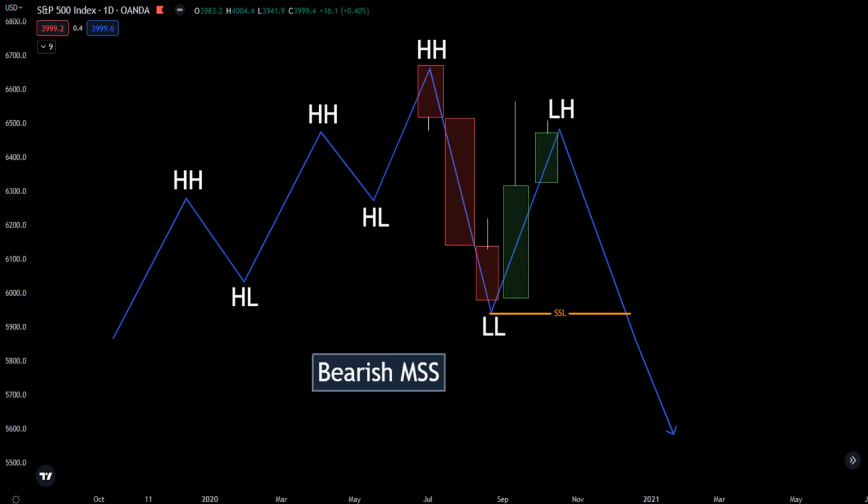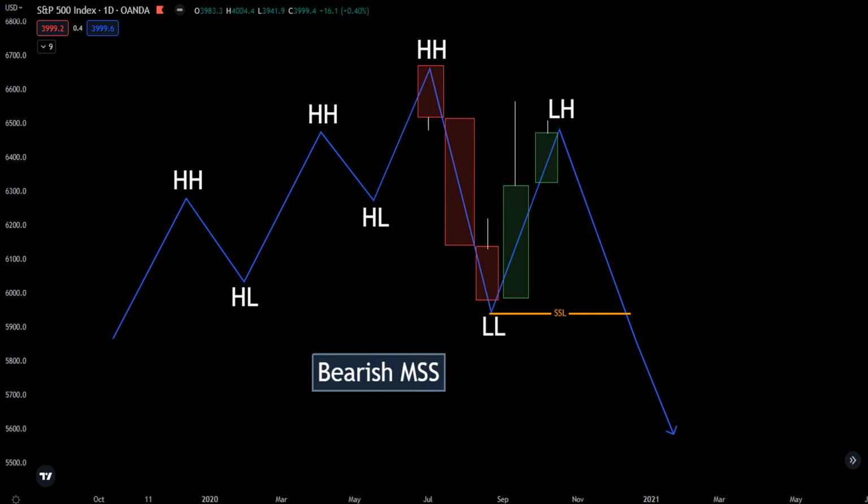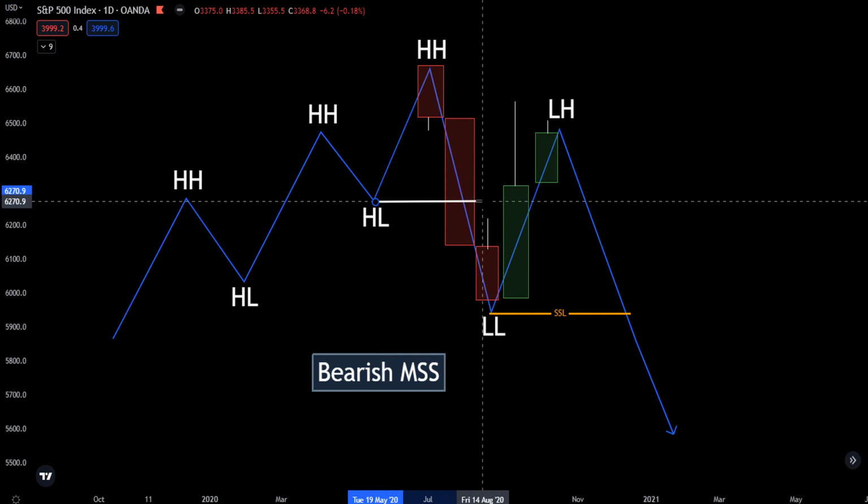For bearish market structure shifts, you have to look at the higher low that was formed by the higher high. So in this case, right here to up here. So now you would be putting down your market shift right there. Let me label it.